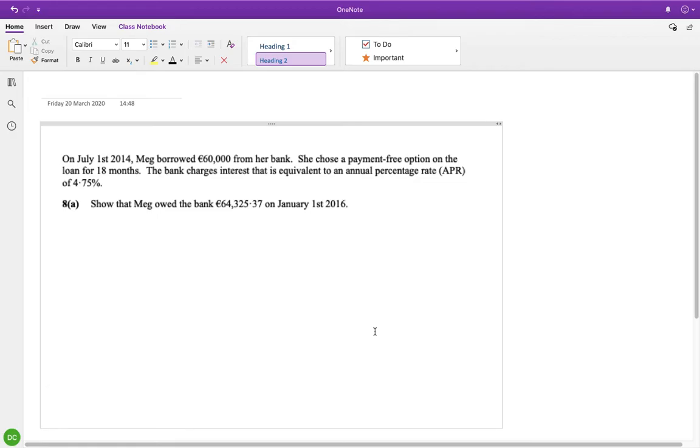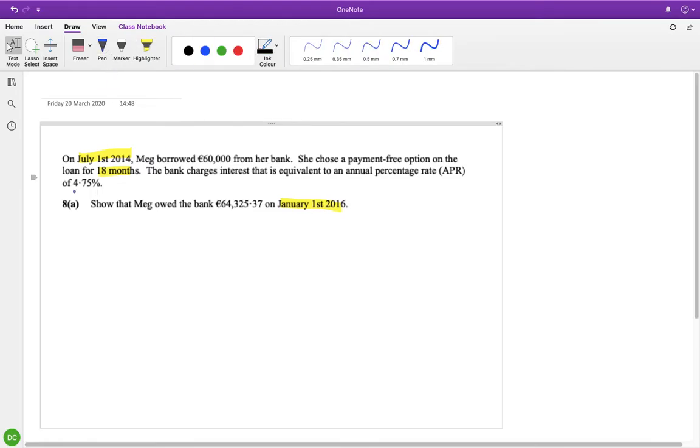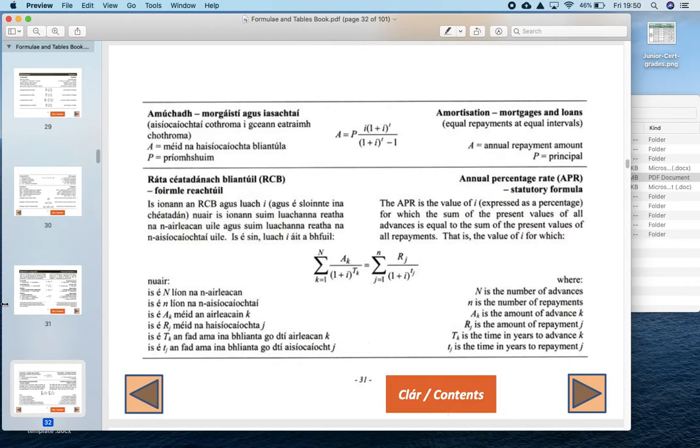Alright, okay, so 1st of July 2014, Meg borrowed 60,000 from the bank. She chose a payment-free option on her loan for 18 months. The bank charges interest that is equivalent to an annual percentage rate of APR 4.75%, and show that Meg owed that much money on January 1st, 2016. So starting on July 1st, 2014 and going to January 1st, 2016, it says it, 18 months that we're talking about.